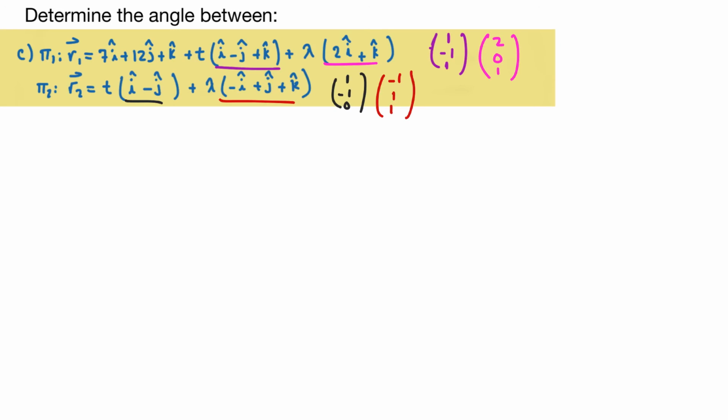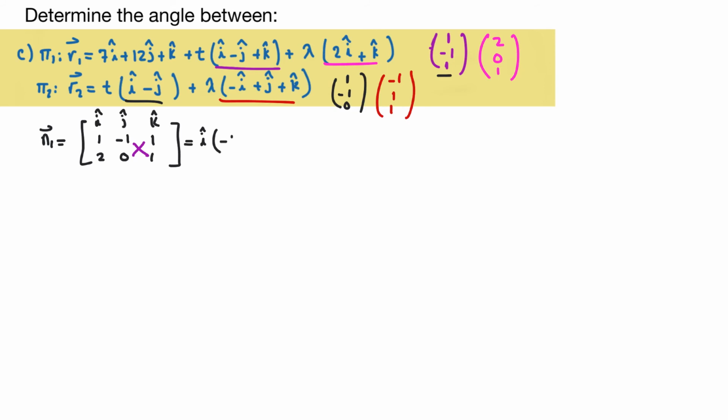Now we need to find the normal vector. So for the normal vector for pi1, I'll write that as n1, is equal to the cross product of the two direction vectors. So that's i, j, and k. And for the first vector, we got components 1, -1, and 1. And for the second one, we got components 2, 0, and 1. We're going to start off with i, or the x component, and we're going to block off the i component and do a crisscross. So these two multiplied subtracted by these two multiplied.